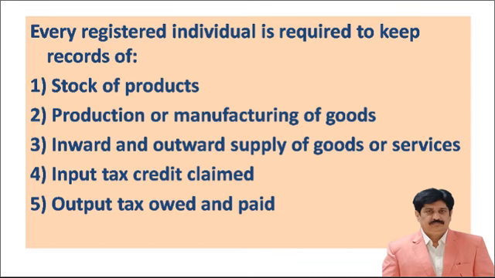Inward and outward supply of goods or services. We need to maintain a record of inward supply and outward supply of goods or services. Next, the most important aspect is input tax credit. How much input tax we have claimed, we need to maintain that record, and output tax owed and paid. How much we need to pay to the government as output tax, we need to maintain that record also. See, these are the records we are required to maintain.